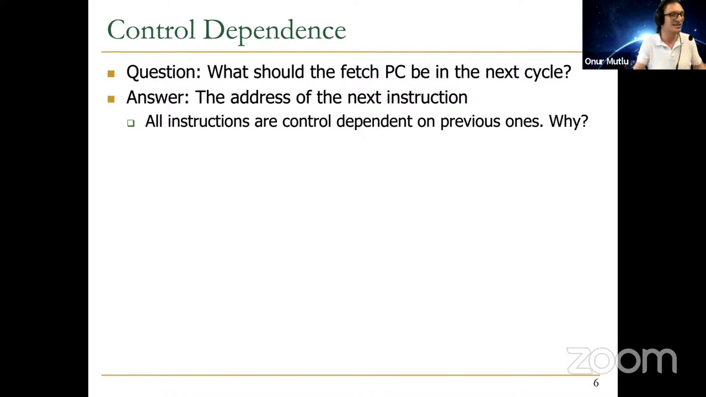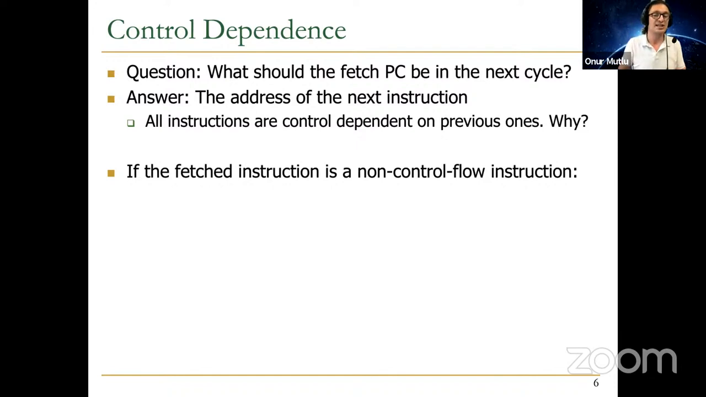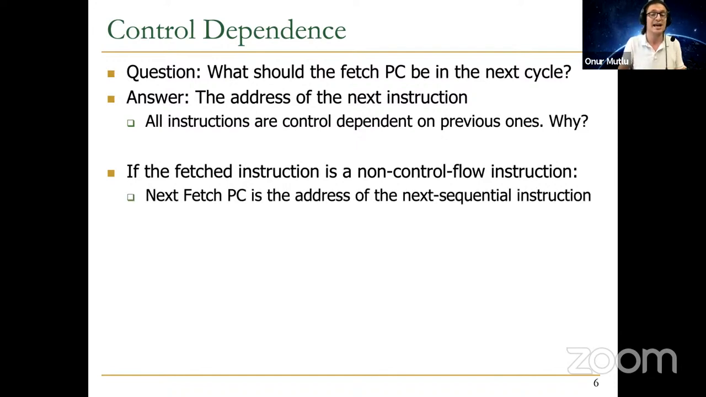If you don't have fixed size instructions, that becomes a problem as well in branch prediction or control dependence handling. But the real problem happens when you have control flow changing, sequence changing instructions like branches, conditional branches. So if the fetched instruction is not a control flow instruction, then the next fetch PC is the address of the next sequential instruction. And if it's PC plus four, for example, like in MIPS and many other ISAs, then you can safely increment the PC. And that's what we have done so far, right? Incremented the PC and assumed that it's good. If it's not a good decision or a good prediction, let's say, then you figure that out when the branch is resolved and you flush the pipeline. And we have seen that already.